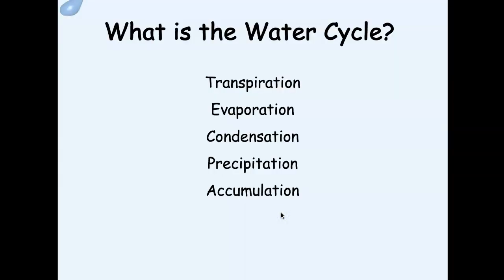So what is the water cycle? Well, the water cycle consists of 5 different sections: transpiration, evaporation, condensation, precipitation, and accumulation. Let's investigate how each of these processes work to keep water from billions of years ago moving around the earth.